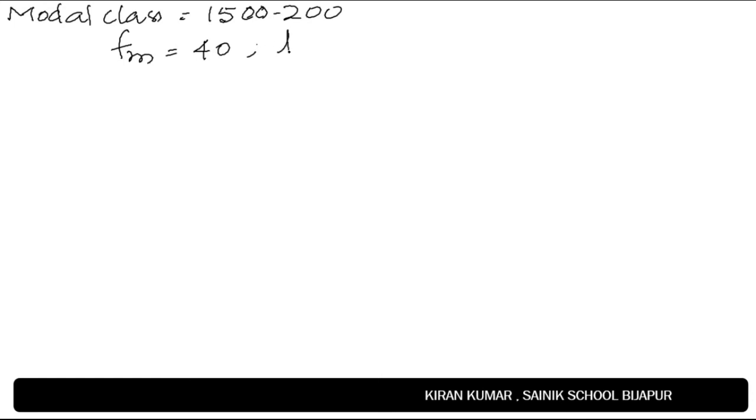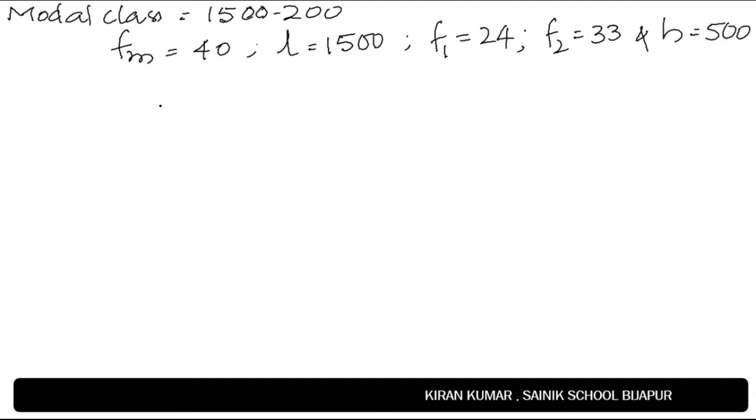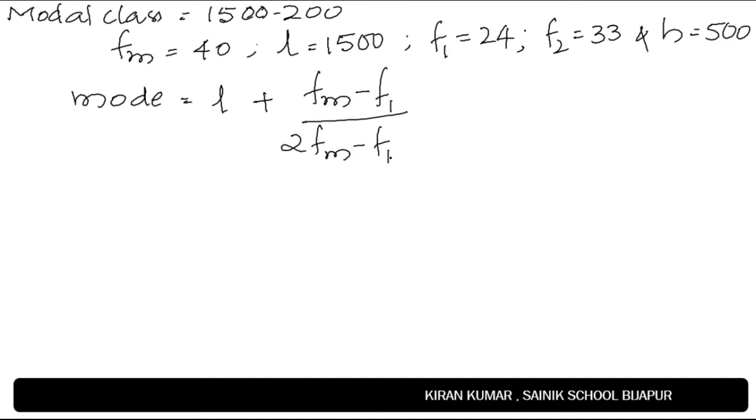The lower limit of the modal class is 1500. Frequency of the class preceding the modal class is 24. Frequency of the class succeeding the modal class is 33, and the class size is 500. Let us make use of the formula: mode equals lower limit plus the frequency of the modal class minus the preceding frequency, by 2 times the frequency of the modal class minus preceding minus succeeding, multiplied by the class size.